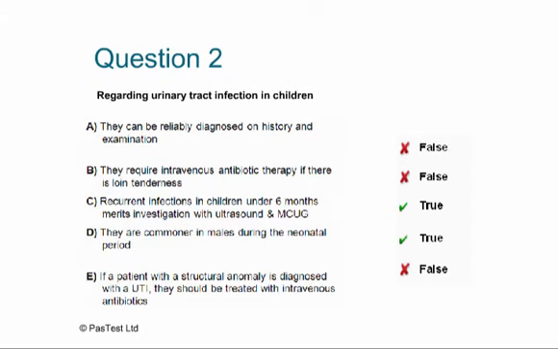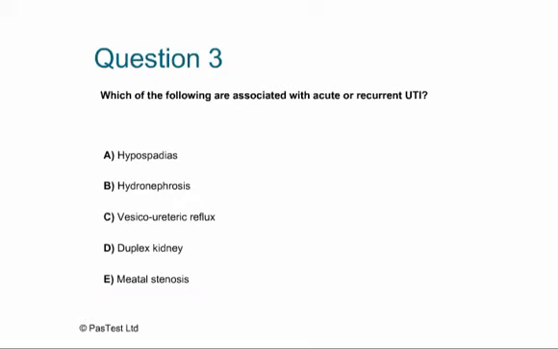Let's move on to the third question. Which of the following are associated with acute or recurrent urinary tract infection? A, hypospadias, B, hydronephrosis, C, vesicoureteric reflux, D, duplex kidney, and E, meatal stenosis. It's a true-false question. Let's look at the answers.